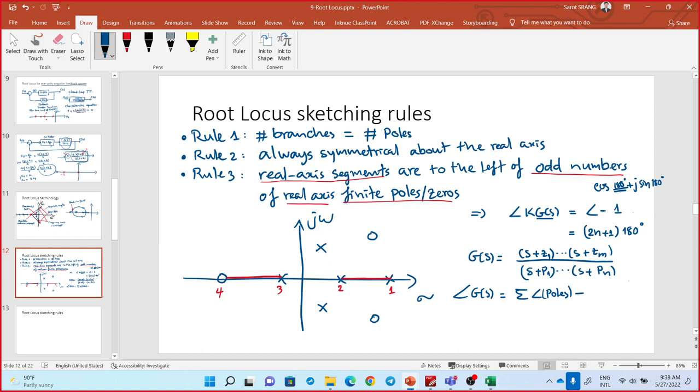Which one minus which one? The phase of G(s), the phase of poles, I think it is the opposite, it should be the sum of all the phase from the zero terms minus the sum of all the phase of the pole terms. So the phase of s plus z1, plus the phase of s plus z2 and so on, and similarly for the sum of all phase of poles.